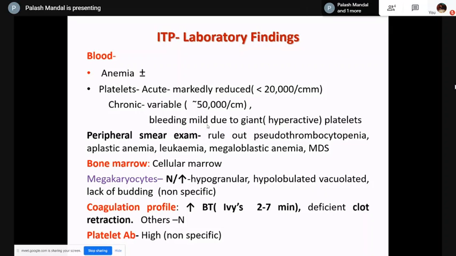And there is deficient clot retraction. It is also one of the indicators. The deficient clot retraction may be due to thrombocytopenia. Platelet antibodies, if they are detected, the concentration may be more, but that is rather non-specific.